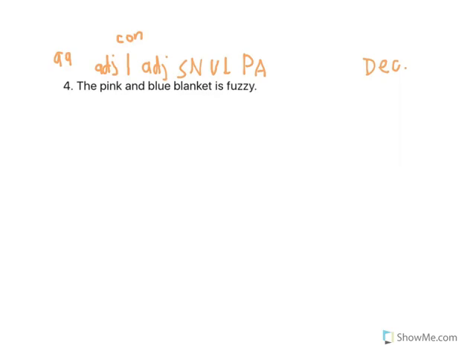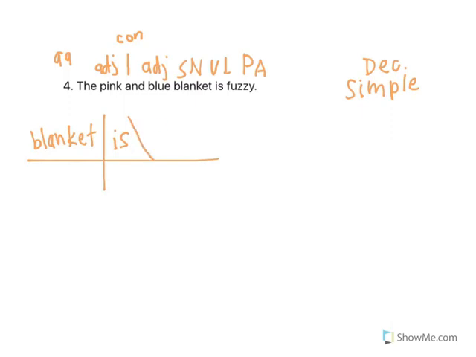And is this a simple or a compound sentence? It only has one independent clause, so it is a simple sentence. We're going to diagram it. Our subject, blanket. And our verb here is. Here's a predicate adjective, fuzzy.